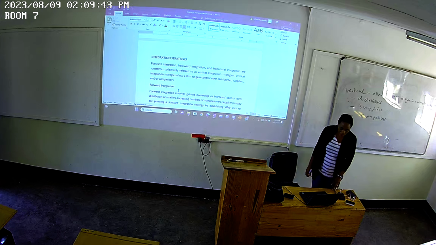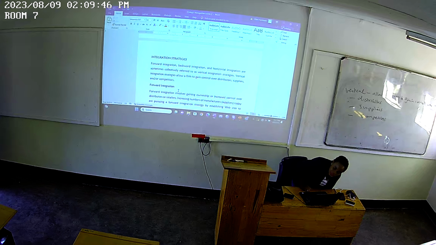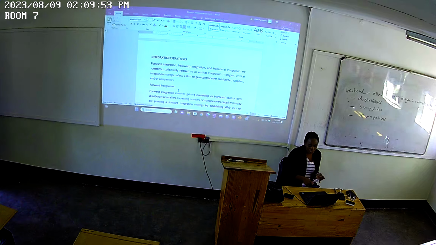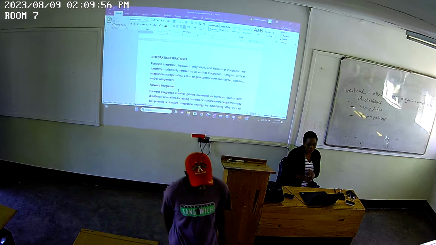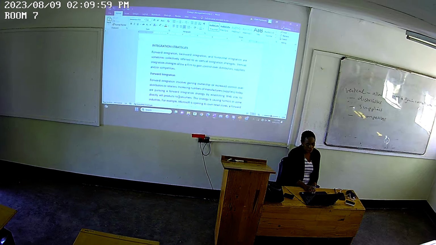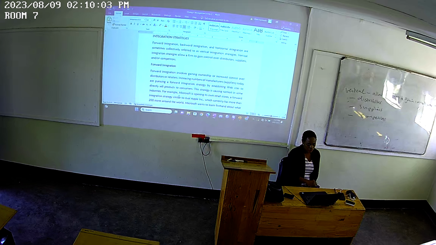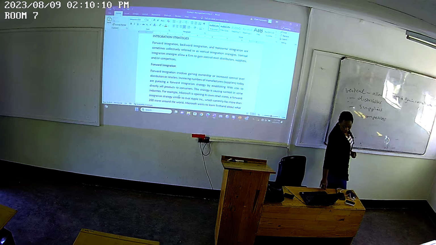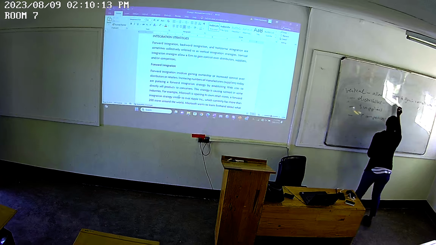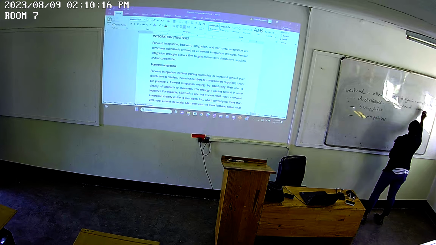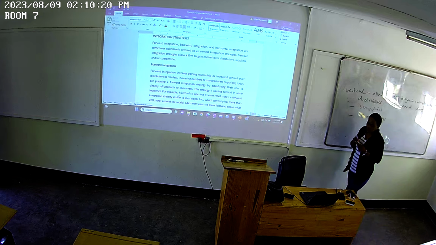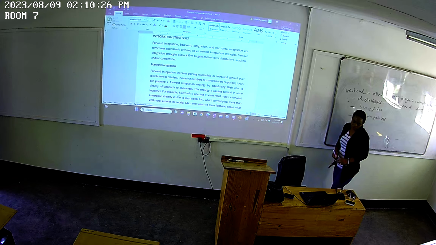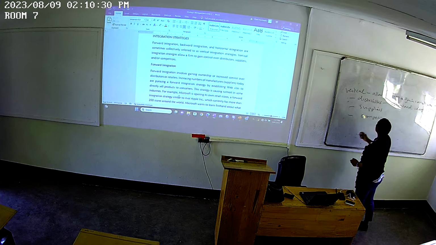So they allow the vertical integration strategies, and it allows the organization to have control over the distributors, the suppliers, and the competitors. So we'll look at the forward integration. Forward integration strategy involves gaining ownership or increased control over distributors or retailers.